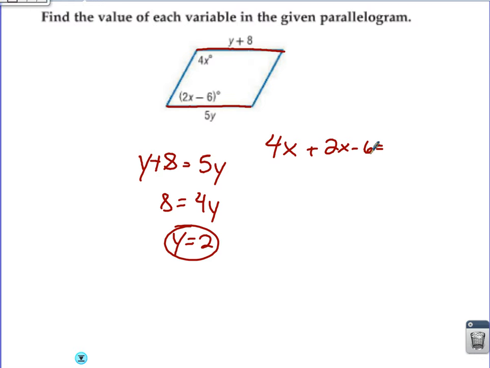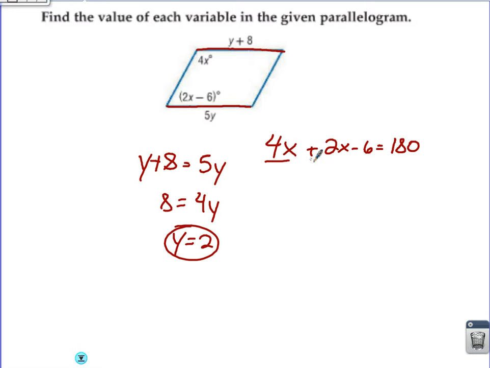Same side interior angles. When two parallel lines are cut by a transversal, same side interior angles are always supplemental. Adds up to 180. Remember that. In a parallelogram, another way to think about it, opposite sides are equal. Opposite angles are equal. Consecutive angles will always be supplementary. So there's your equation.